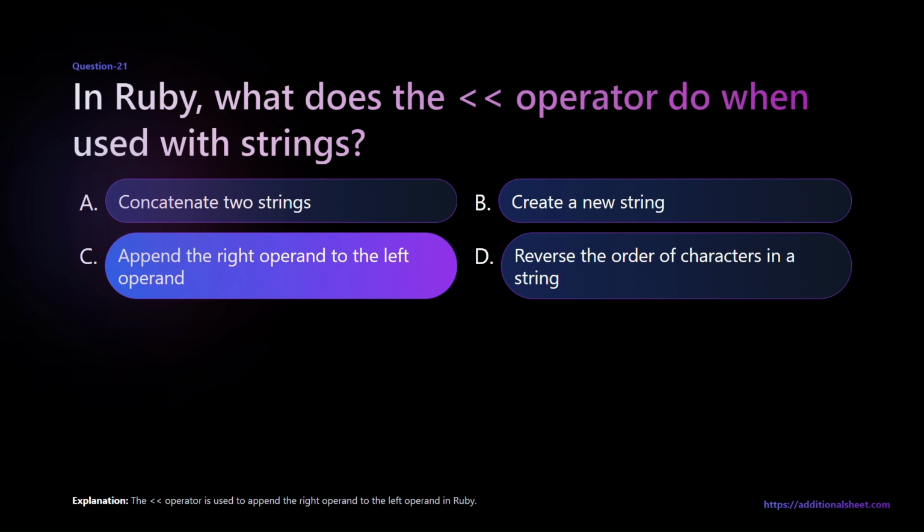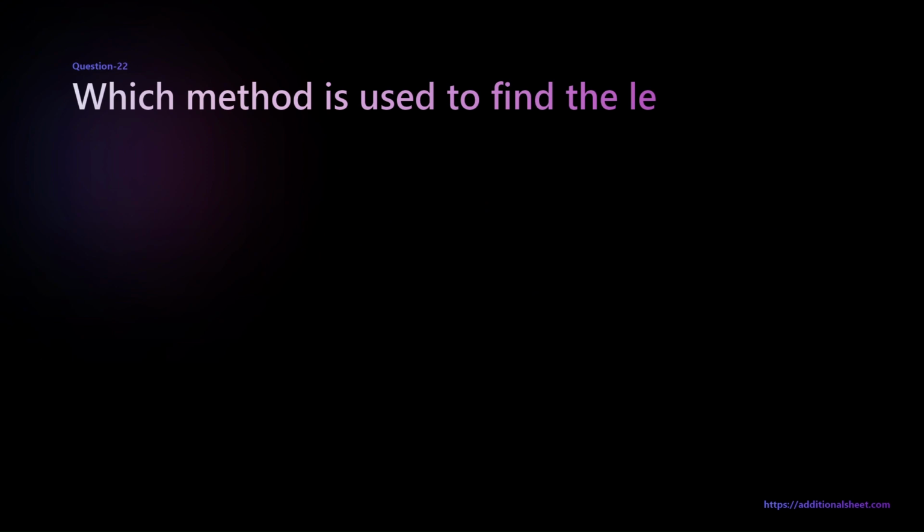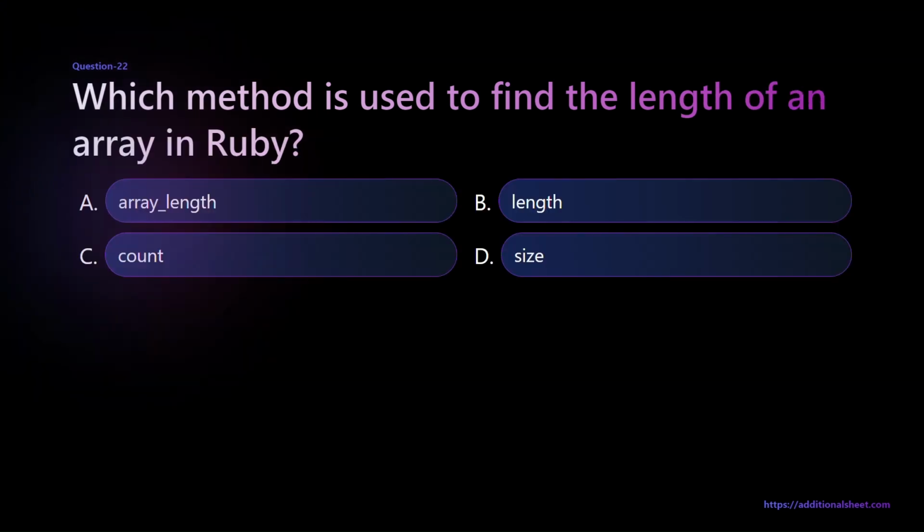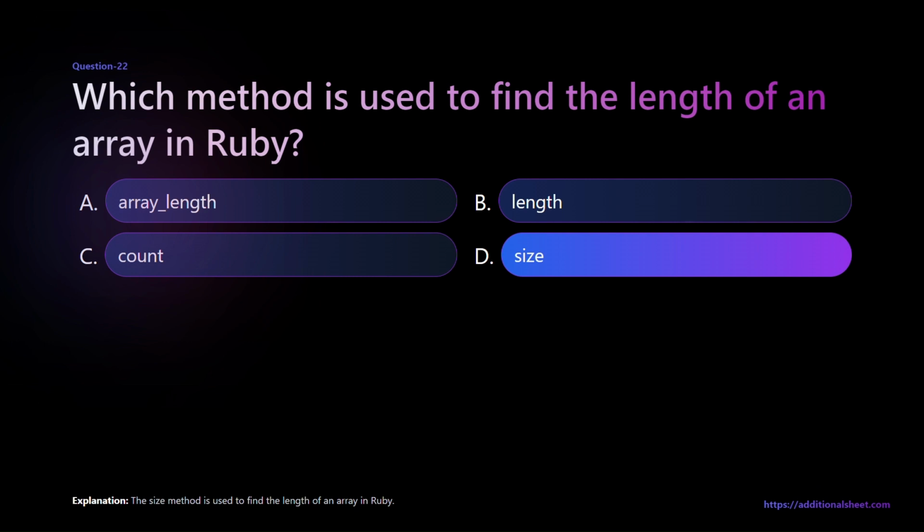Which method is used to find the length of an array in Ruby? Option A, array length. Option B, length. Option C, count. Option D, size. The correct answer is option D, size.